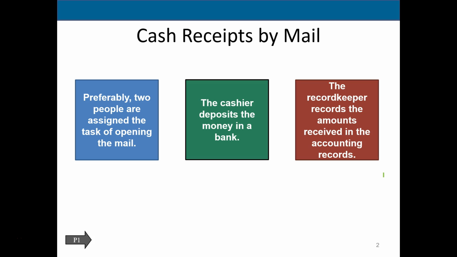In doing so, we have a separate person opening the mail, a separate person depositing it in the bank, and a separate person that is then putting the transaction into the system, handling the records. So note that this person over here doesn't have access to the cash at all. They're putting the records into the system.